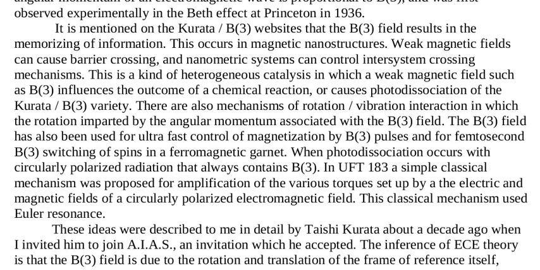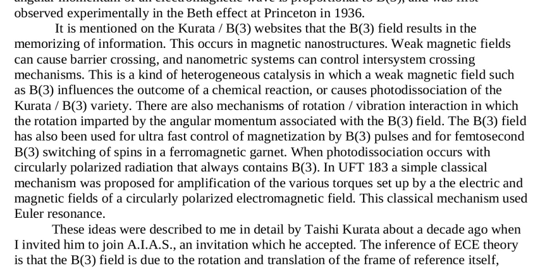It is mentioned on the Kurata B3 websites that the B3 field results in the memorizing of information. This occurs in magnetic nanostructures. Weak magnetic fields can cause barrier crossing, and nanometric systems can control inter-system crossing mechanisms. This is a kind of heterogeneous catalysis in which a weak magnetic field, such as B3, influences the outcome of a chemical reaction or causes photo-dissociation of the Kurata B3 variety.